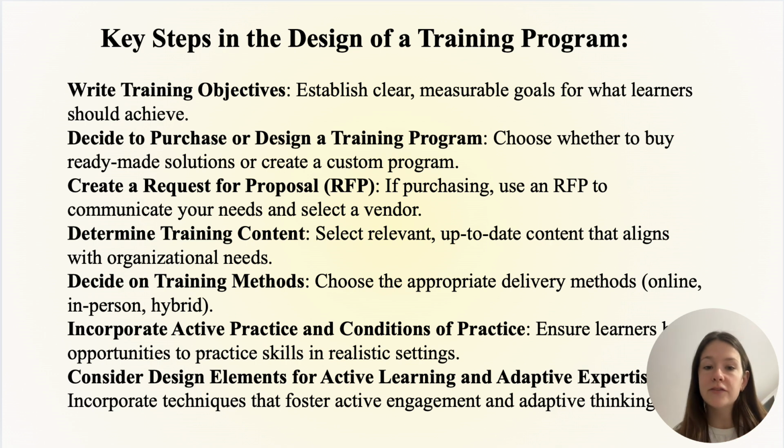We're going to dive into each step a little bit more, but think of these steps as the backbone to any successful training program. So this includes writing training objectives, deciding to purchase or design your training program, creating a request for proposal, also known as the RFP, determining your training content, deciding on training methods, so online, in-person, hybrid, and then incorporating active practice and considering elements for active learning so that the retention is high.